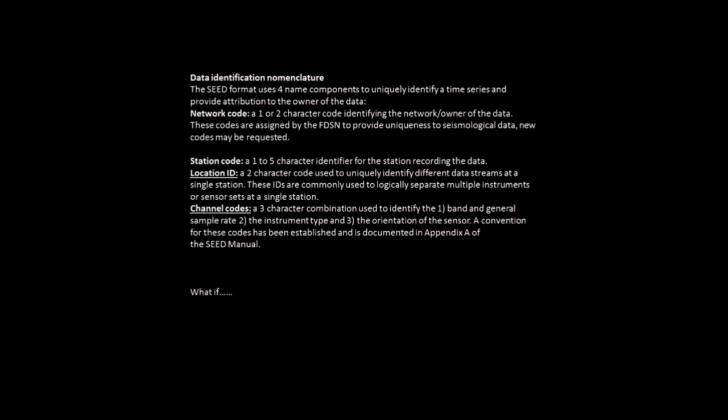The nomenclature of the SEED format uses four components. The first one is the network code, 1 to 2 characters to identify the owner of the data. The second one is the station code, 1 to 5 characters for the station recording the data, because there could be several stations. Location ID identifies the different data streams for a single station, and the last one, the channel code, which is the most important, contains the band, sample rate, type, and orientation of the sensor.